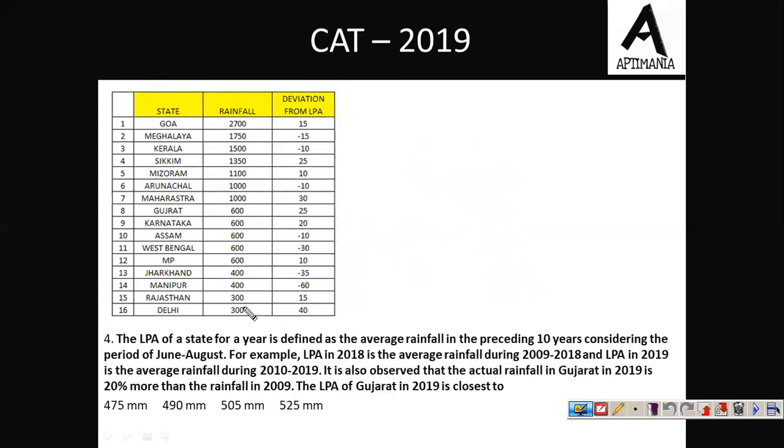Fine. Moving to the last question of this set. The LPA of a state for a year is defined as the average rainfall in the preceding 10 years, considering the period of June to August. For example, LPA in 2018 is the average rainfall of this period. So LPA in 2018 basically was rainfall in 2009, rainfall in 2010, and so on till rainfall in 2018, and their average. So we need to divide it by 10. This is LPA of 2018.